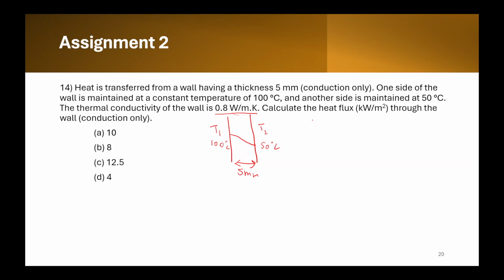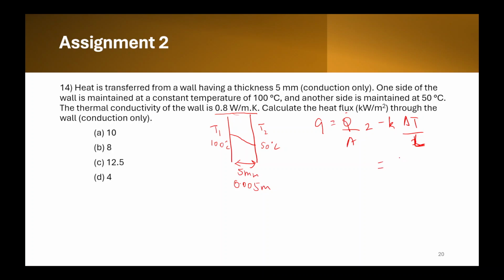And we need to find out the heat flux. So I had told you that Q dot by A is equal to minus K delta T by L. We know L is 5 mm, or we'll convert it to SI unit, which will be 0.005 meter. So we can find out the heat flux.